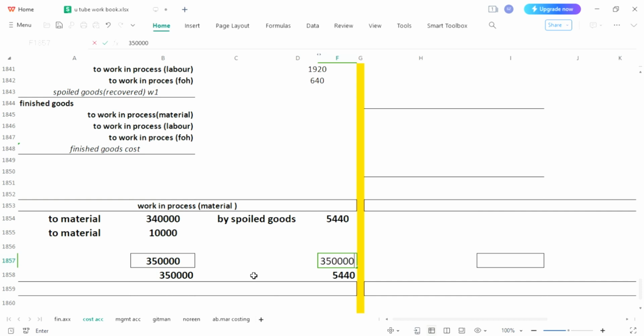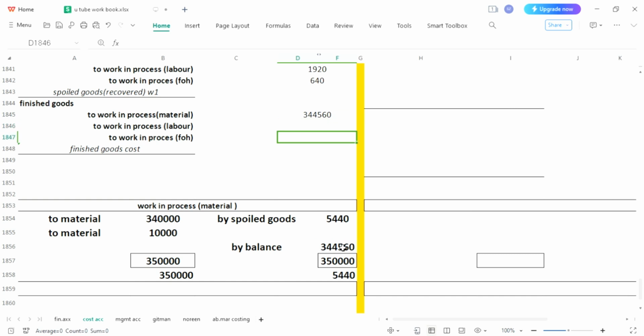350,000 would also be written on credit side. Now you will choose the smaller side, which is credit, to calculate your balance. And how do you calculate? By subtracting smaller balance from the larger balance. Your larger balance is 350,000, subtract smaller balance 5440. In this way you have got your first amount 344,560.